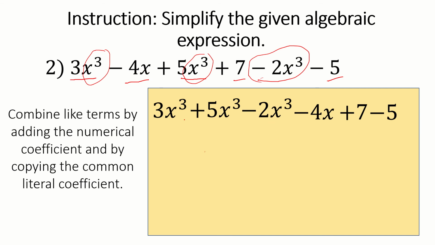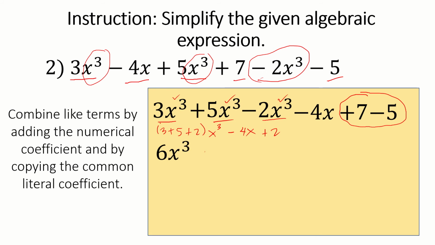Now, remember that these are like terms. We just add the numerical coefficients of each term. So 3, 5, and 2. And they have the same literal coefficient, x cubed, so you just have to write it once. The next, copy negative 4x. Then you can already combine 7 minus 5. 7 minus 5 is 2.